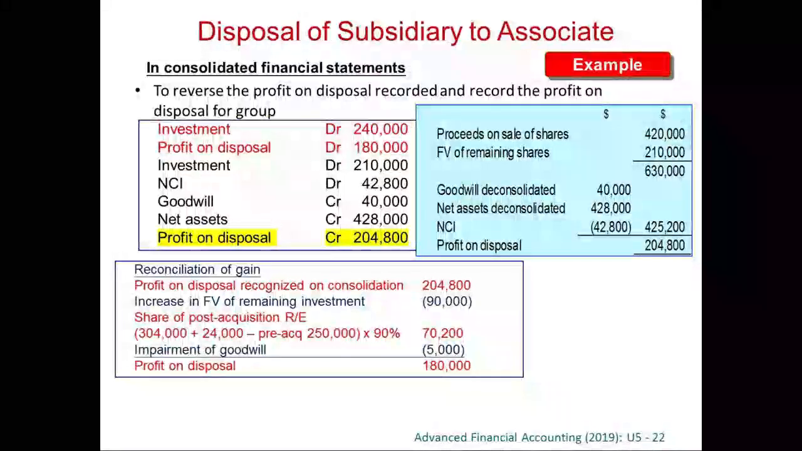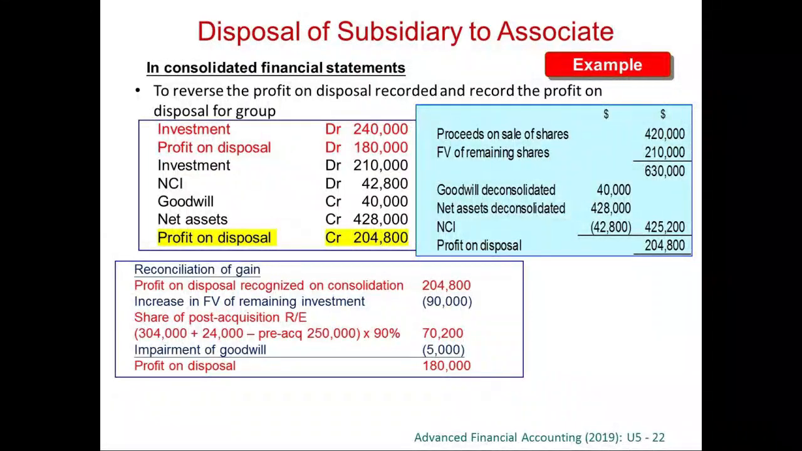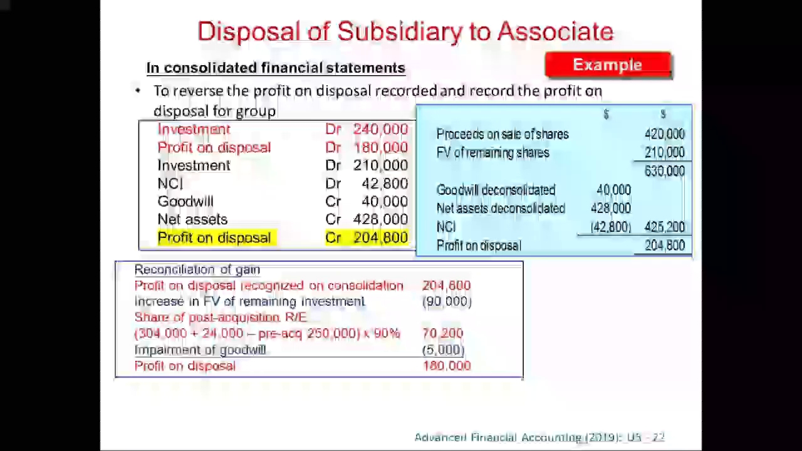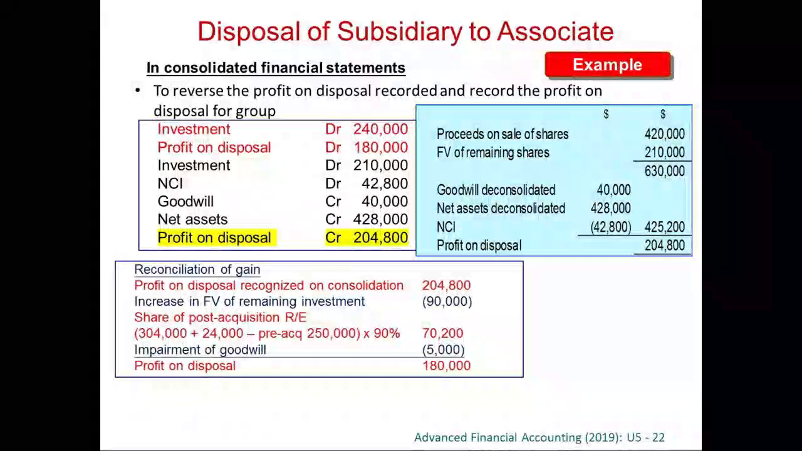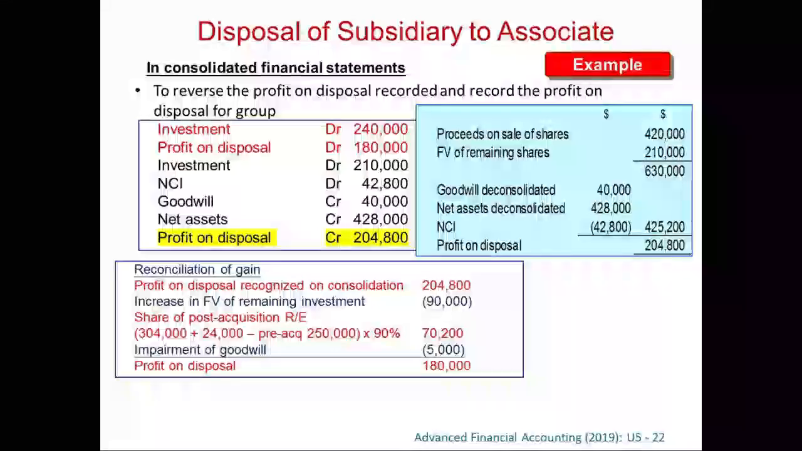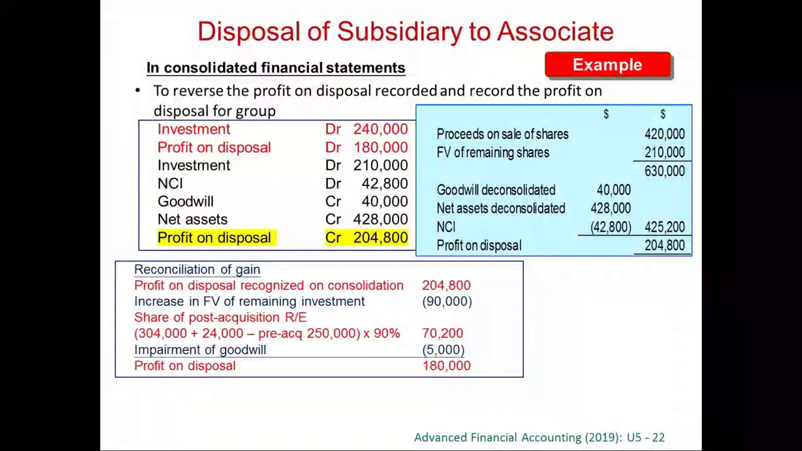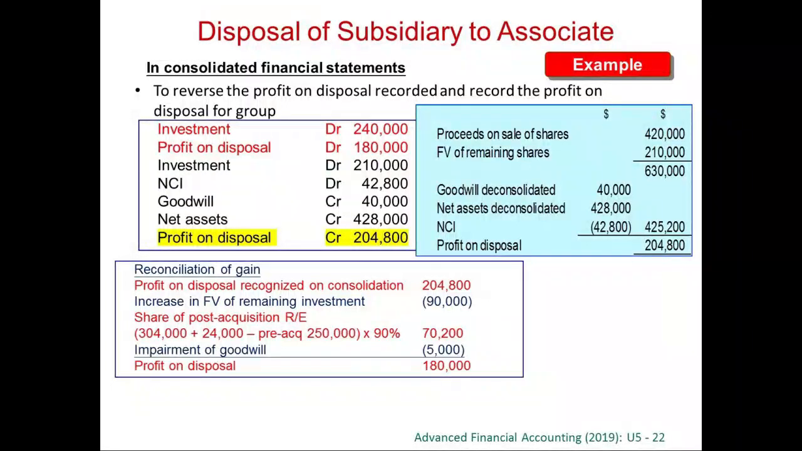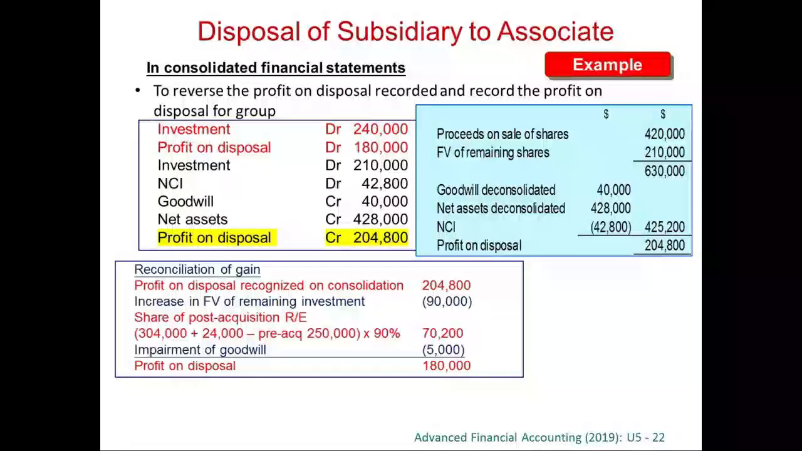Here, of course, we say that we clear all the net assets. In the worksheet, you just don't add them together. You don't add the property, plant, equipment, motor vehicle of these subsidiaries together. So the net amount will be 428,000. They cannot balance, so the balancing figure will be profit on disposal. Okay, profit on disposal will be 204,800.